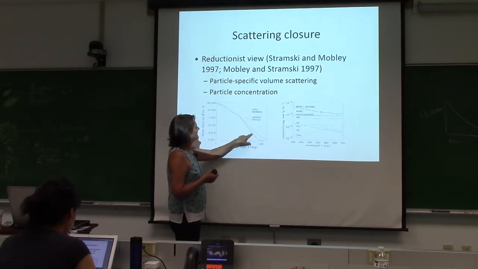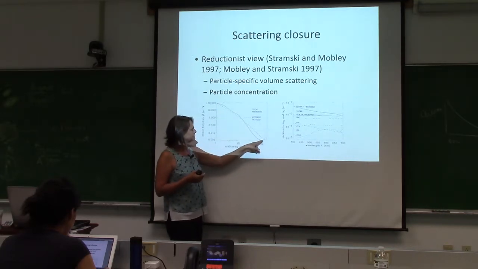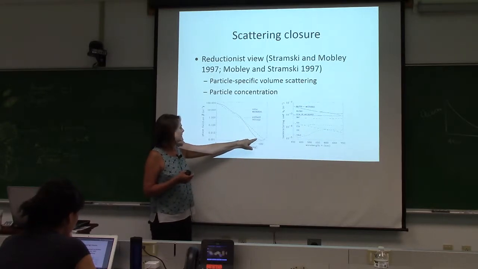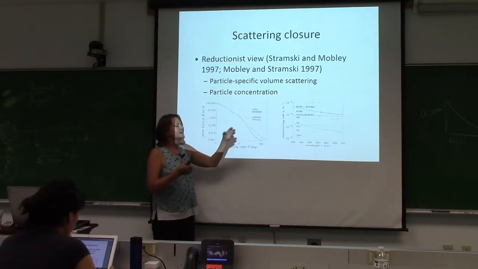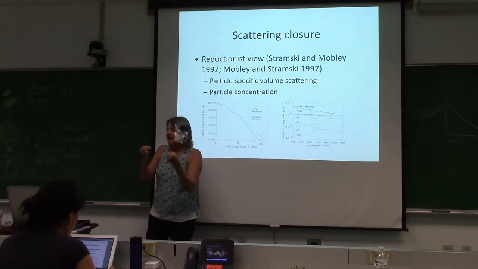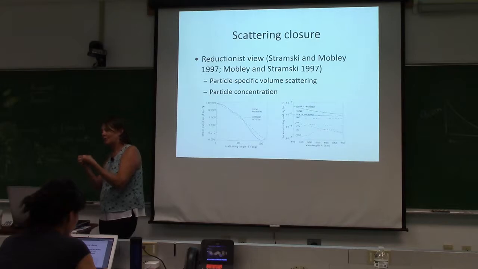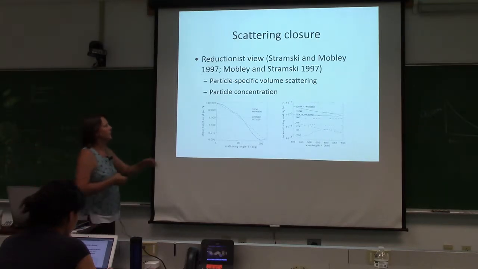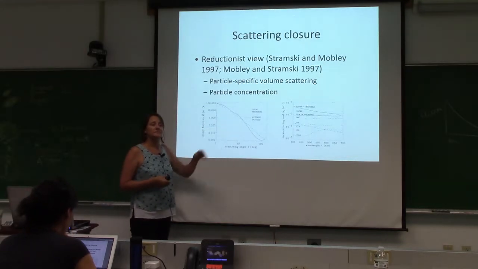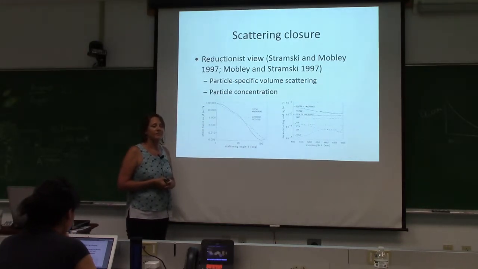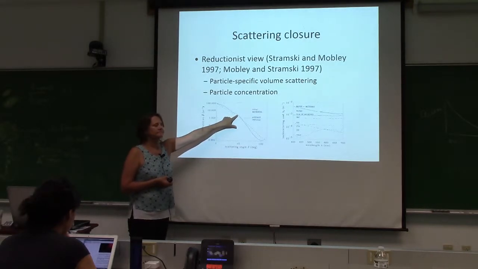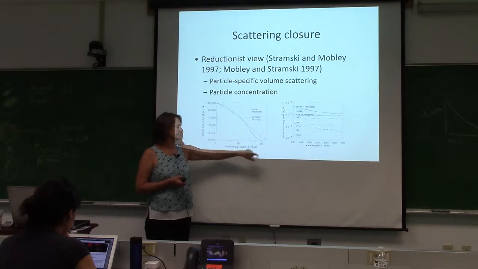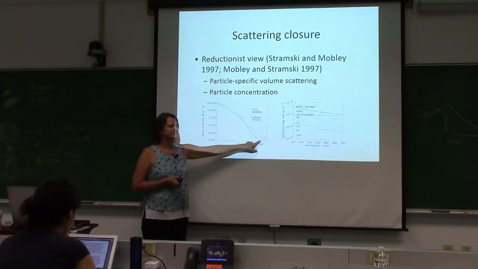So this is the volume scattering function for, I think, off of San Diego Harbor in the dotted line, and this is the reconstruction based upon the sum of the scattering properties of individual particles all added up together for a typical ocean. So there's some nice closure. You notice the reconstructed phase function, the solid line there, is less at the backscatter directions than the measured one.